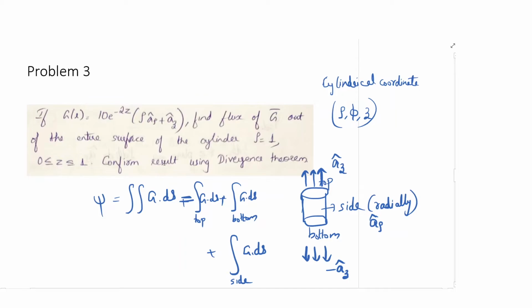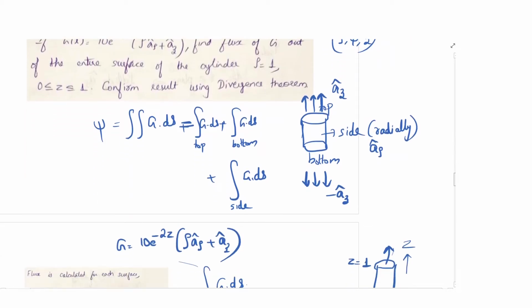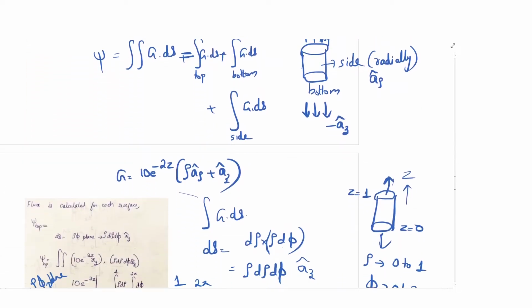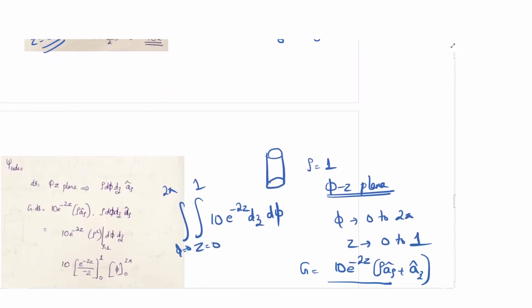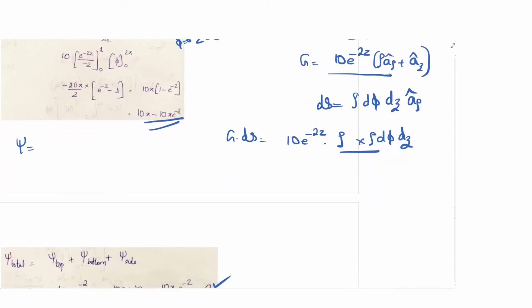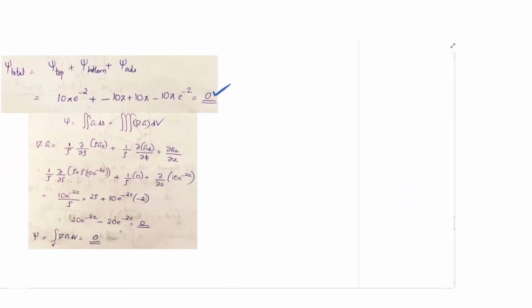Only if you are asked to confirm the result with the divergence theorem do you need to use the two methods. The first method did not apply the divergence theorem: you directly calculated the flux by considering each and every surface. The second method is applying the divergence theorem. It is very simple. What do you know about the divergence theorem?